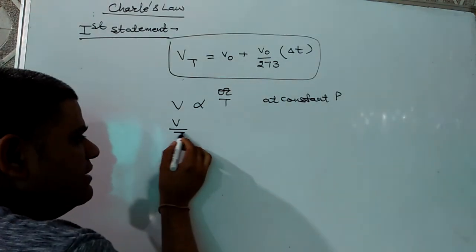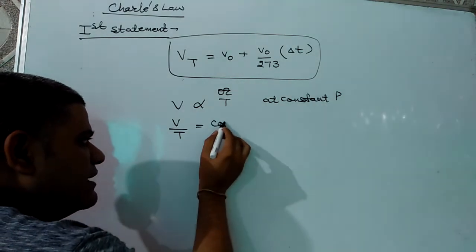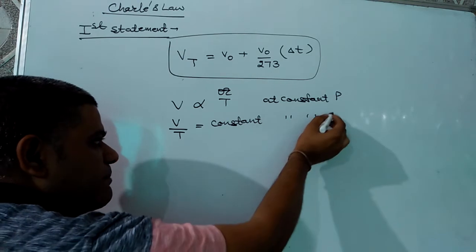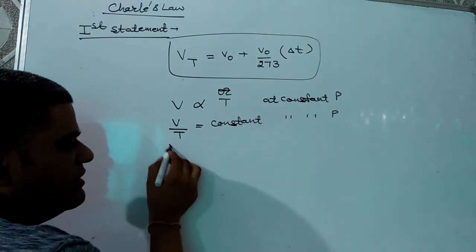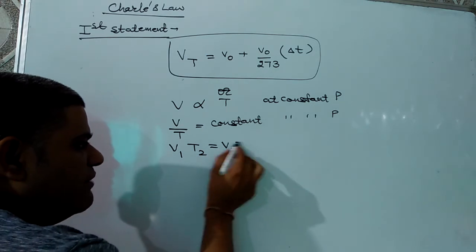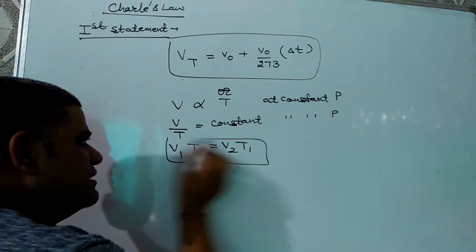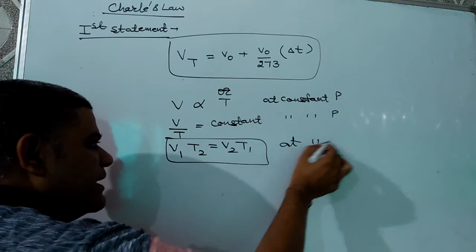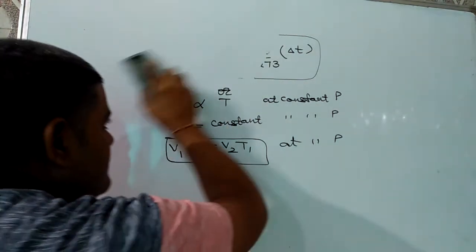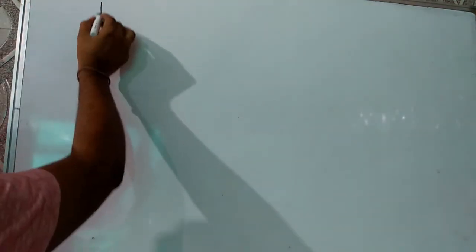From here we get V by T is equal to constant at constant pressure. From this we will get equation V1 T2, that is equal to V2 T1 at constant pressure. Now we have plotted the graphs. Very important graphs will be there. Here temperature are in Kelvin. First way we can plot like this.